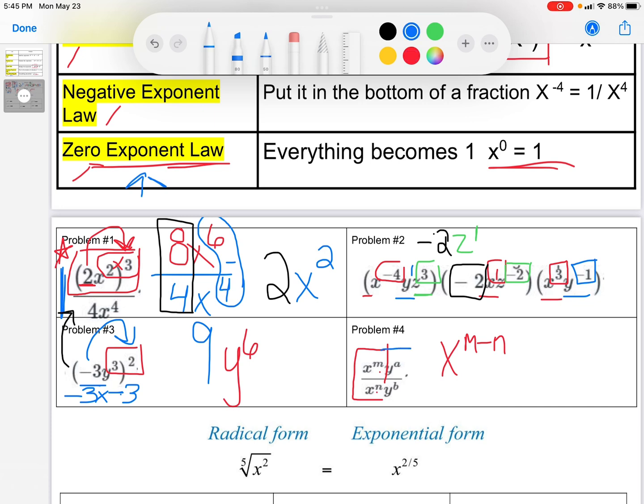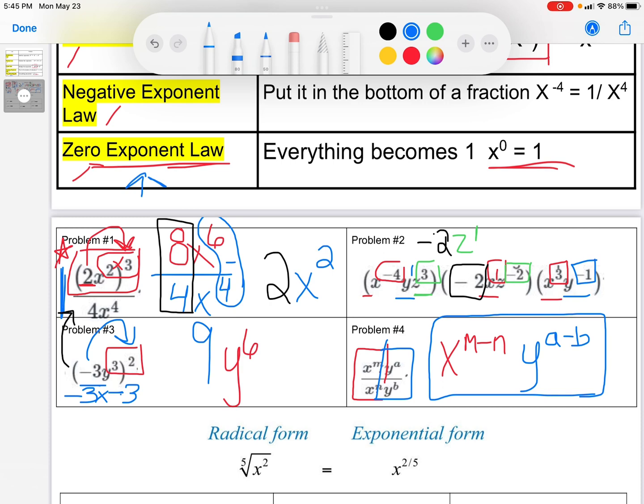And then I'm going to look at my y's. And again, I would do top minus bottom, so a minus b. And this is actually your final answer because there's nothing else you can do with those x's or y's or the exponents. So don't let that trick you. Just still know your laws and then just write it all out, top minus bottom.